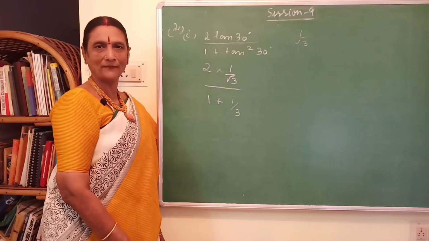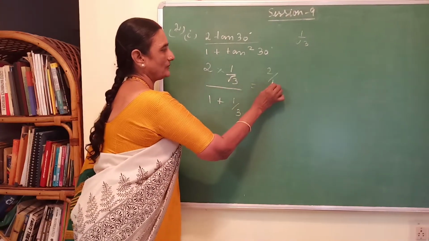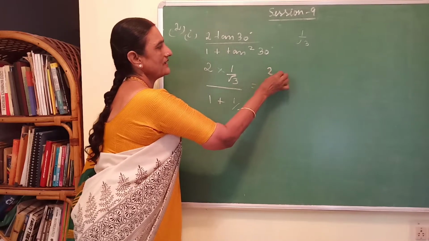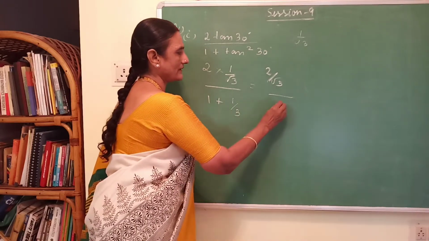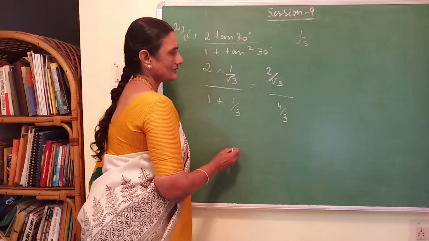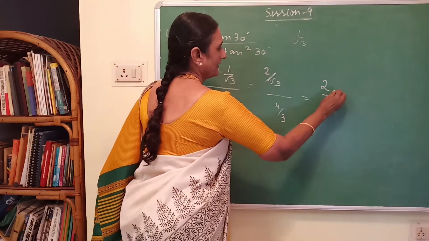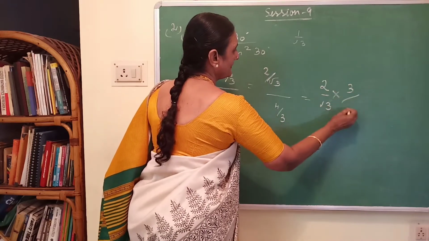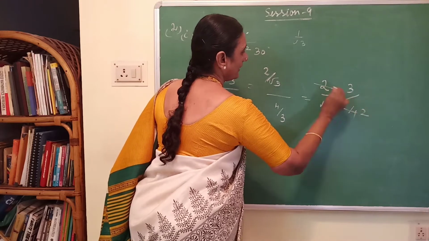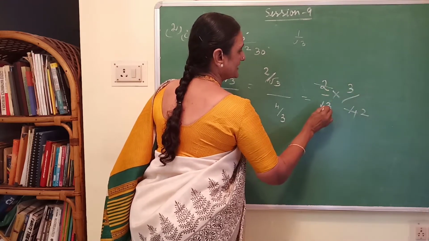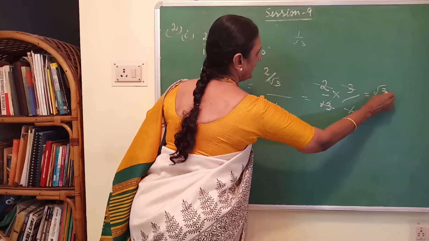Now we have to simplify. How do you simplify? The numerator is 2 by root 3, and the denominator is 1 plus 3, it is 4 by 3. So you will get 2 divided by root 3, and then this 3 goes up, the reciprocal rule for division. So you will get 2 on cancellation, and 3 can be simplified as root 3 into root 3, and one root 3 is cut off. You will get root 3 by 2.